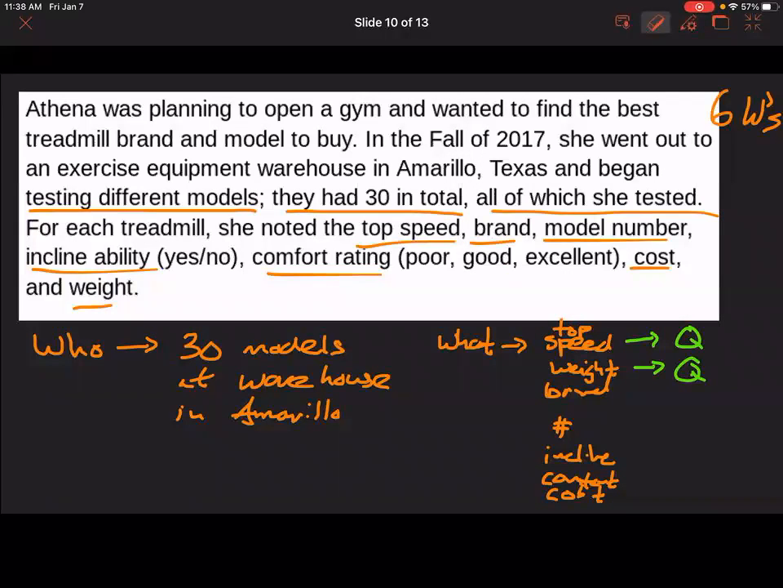Brand, that would not be numbers with units. I think there's maybe a brand called Pro Plus or Nordic Track. So those are not numbers with units, that'd be categorical.